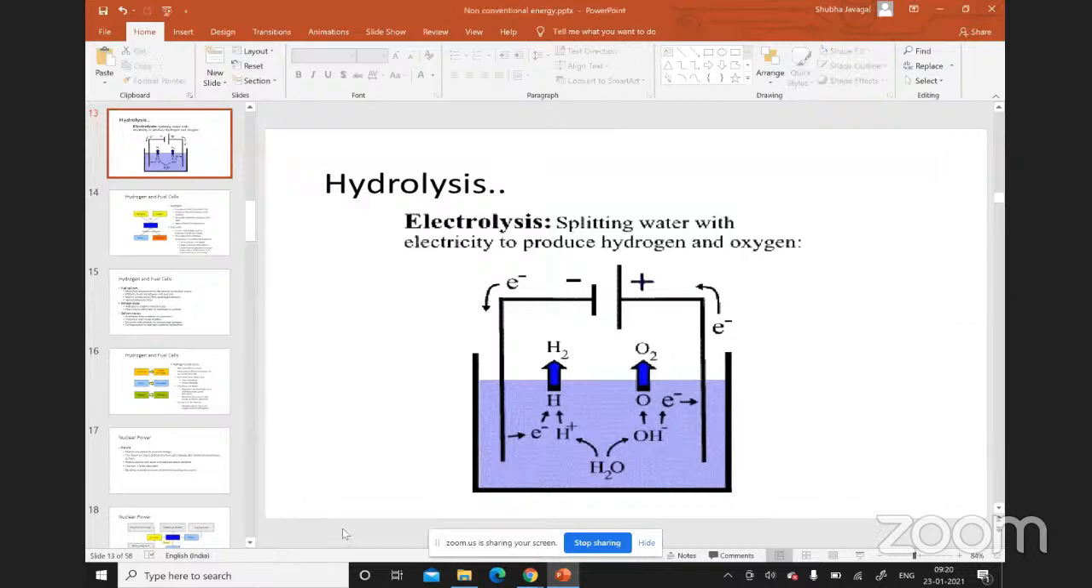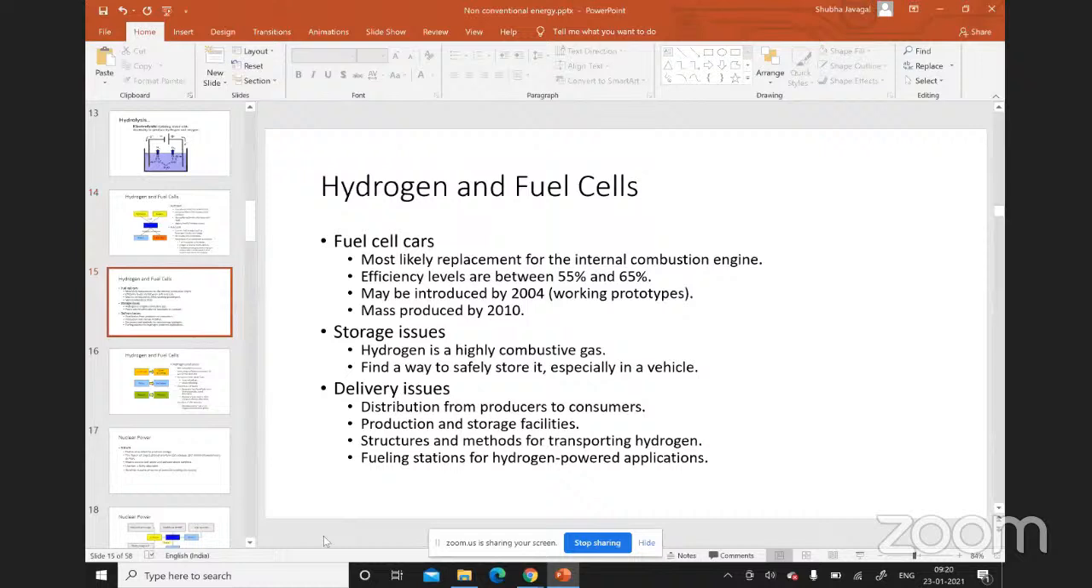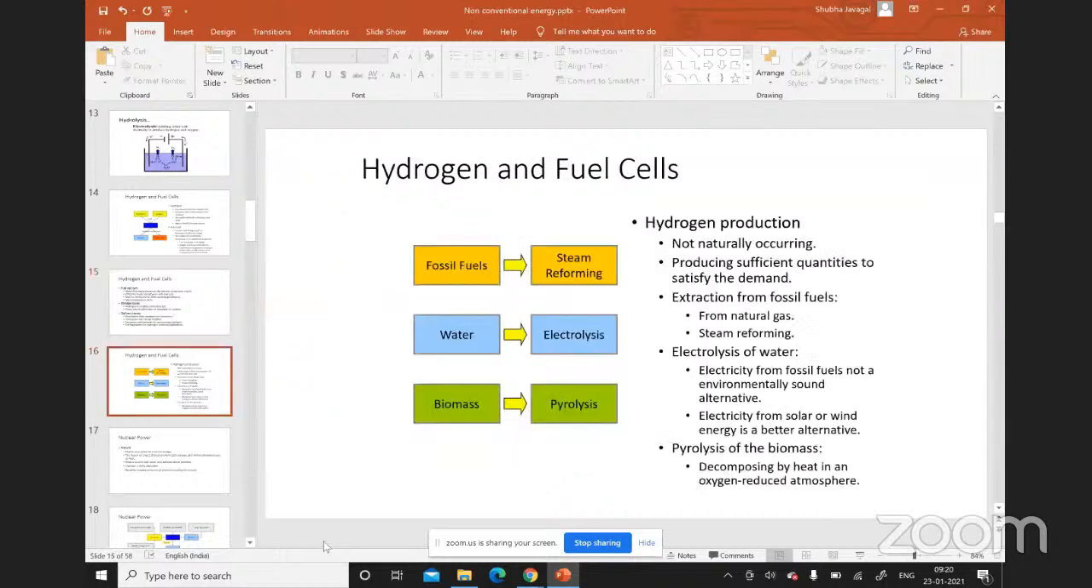So the major application of these hydrogen cells, the fuel cells, is seen in cars of late, right? But there are a few issues here, which can be the storage issue. Because hydrogen is a combustive gas, storing it in the vehicles is one of the major issues they're facing, and also the delivery issues. Since it is combustive, it becomes very difficult to transport it. So these are the major issues or disadvantages of hydrogen cells, right?